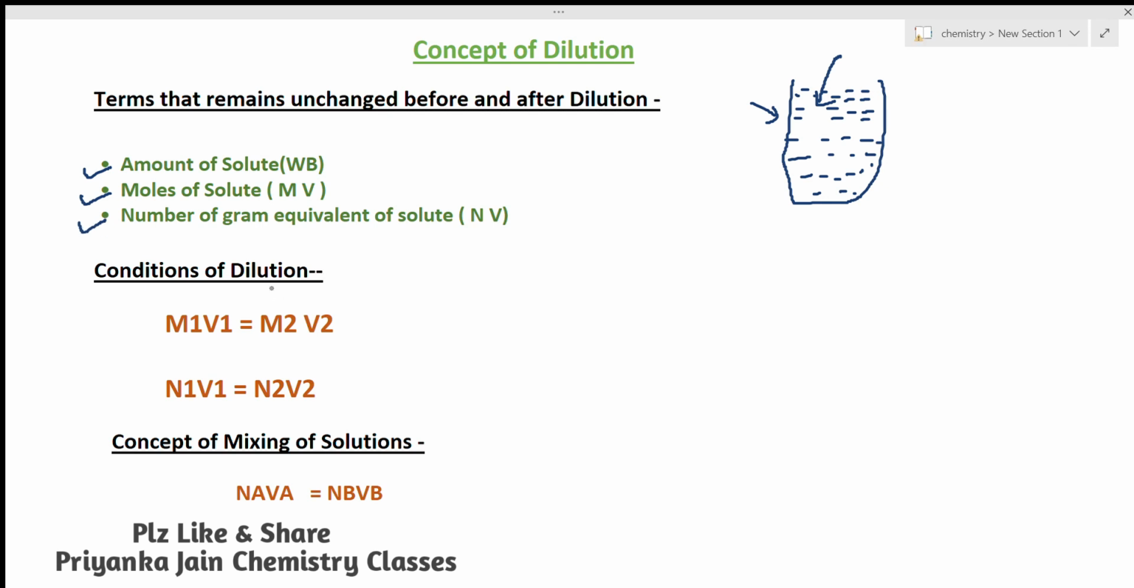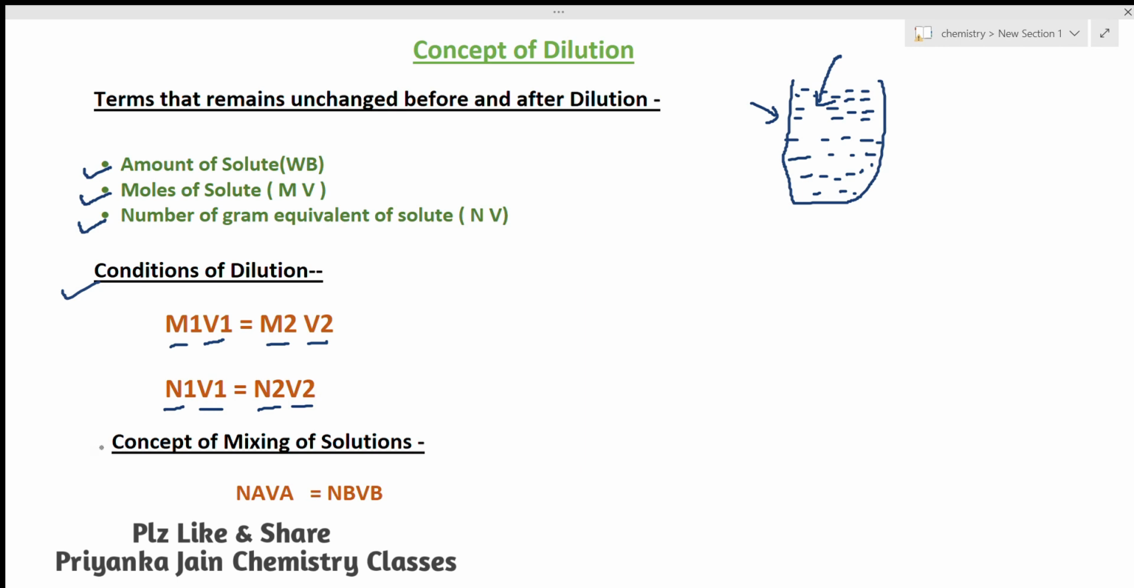Now see the next thing, the condition of the dilution. Before the dilution, the molarity is M1 and the volume is V1, and after dilution the molarity is M2 and the volume is V2. Then M1V1 will be equal to M2V2. Similarly, if the normality before the dilution is N1 and the volume is V1, and after dilution the normality is N2 and the volume is V2, then N1V1 will be equal to N2V2.